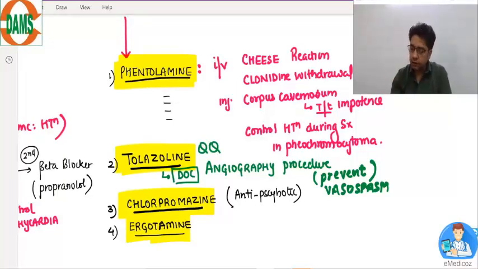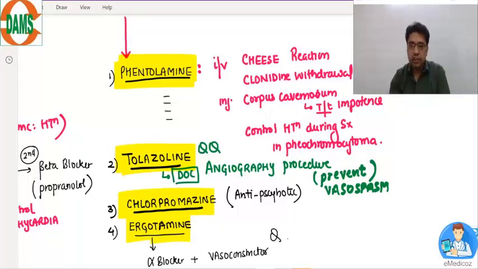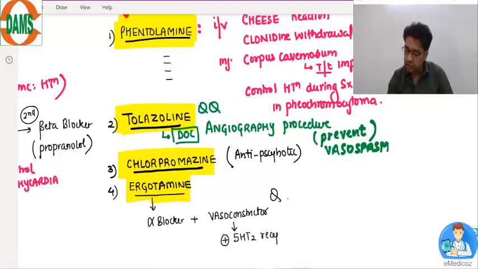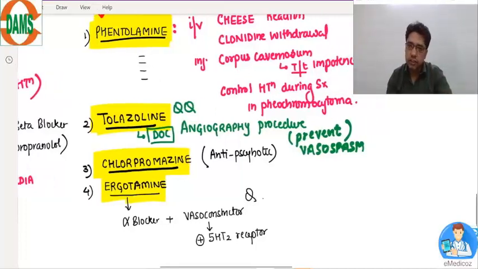Just one additional point: you will write that ergotamine is an alpha blocker with vasoconstricting property. If a question comes, which alpha blocker is not a vasodilator but rather a vasoconstrictor, it is ergotamine. The reason is that ergotamine stimulates the 5-HT2 receptor. 5-HT stands for serotonin, and because of serotonin stimulation, it produces vasoconstriction.